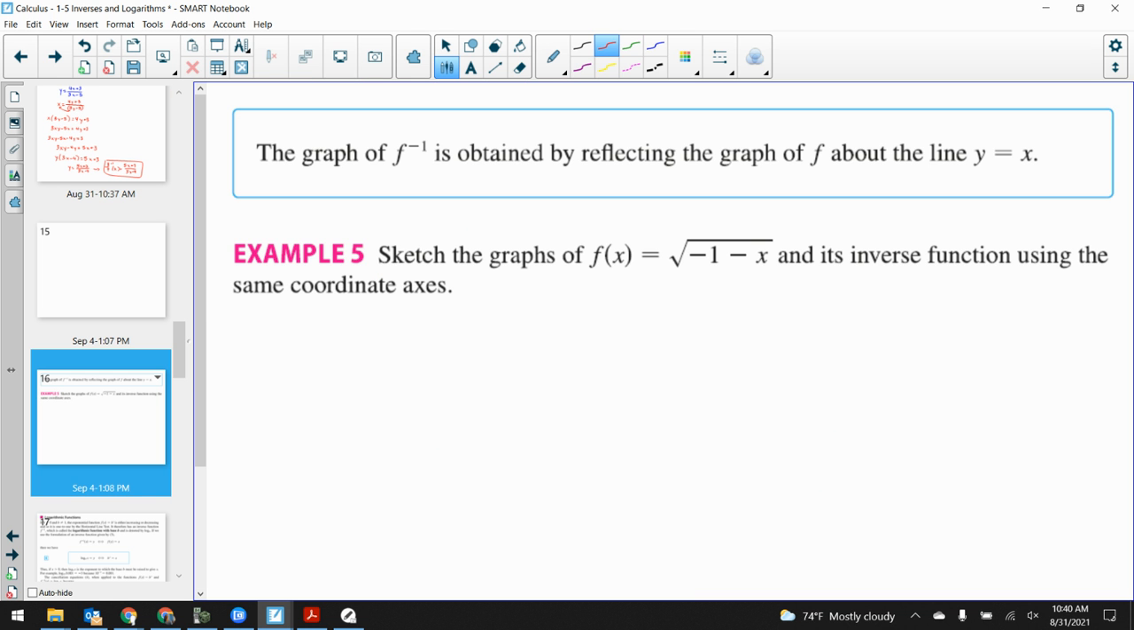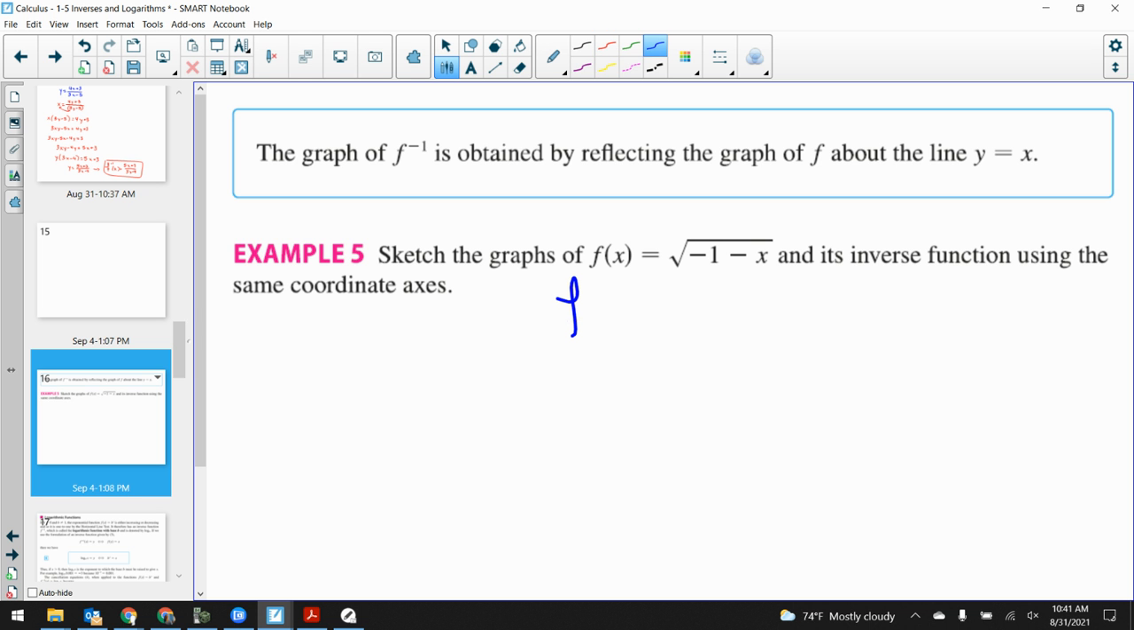Let's take a look here. The graph of f inverse is obtained by reflecting the graph of f about the line y equals x. Sketch the graphs of f of x is equal to the square root of negative 1 minus x and its inverse function using the same coordinate axes. Okay, I'm going to truly try to sketch this, so bear with me.